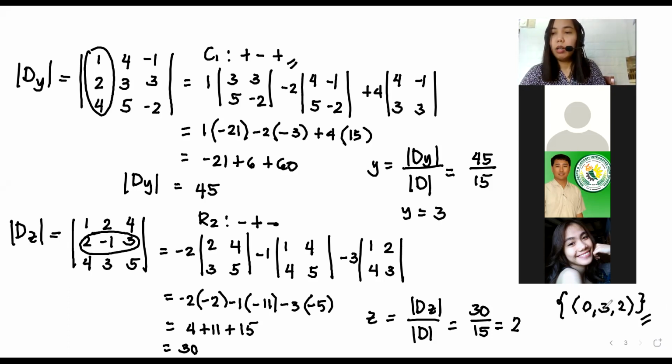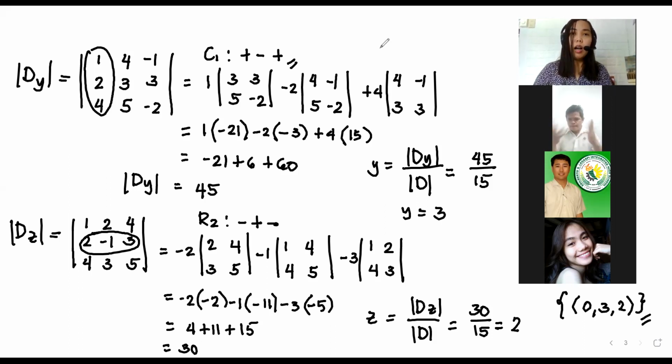So we'll have 6 minus 2. Is it equal to 4? Yes. Negative 3 plus 6. Is it equal to 3? Yes. 9 minus 4. Is it equal to 5? Yes. So our answer is correct. Any question, class? Okay, so that's how we do Cramer's rule.